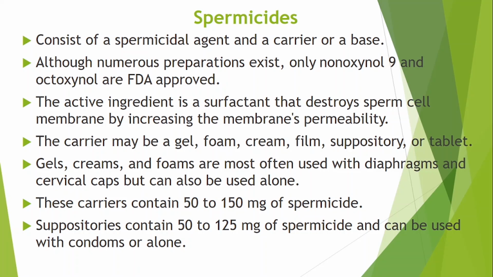So we move on to spermicides. Spermicides consist of a spermicidal agent and a carrier for it, or a base. Although numerous preparations exist, only nonoxynol 9 and octoxynol 9 are FDA approved. The active ingredient in spermicides is a surfactant that destroys the sperm cell membrane by increasing the membrane's permeability. The carrier for it may be a gel, foam, cream, film, suppository, or tablets.